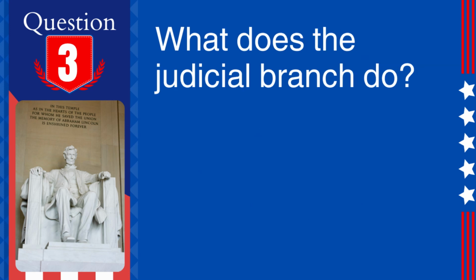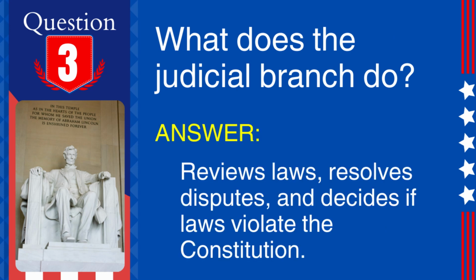3. Question. What does the judicial branch do? Answer. Reviews laws, resolves disputes, and decides if laws violate the Constitution. Explanation. The judicial branch interprets laws, adjudicates disputes under the law, and determines the constitutionality of laws.